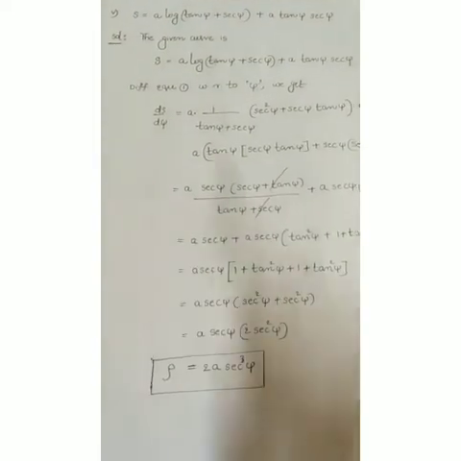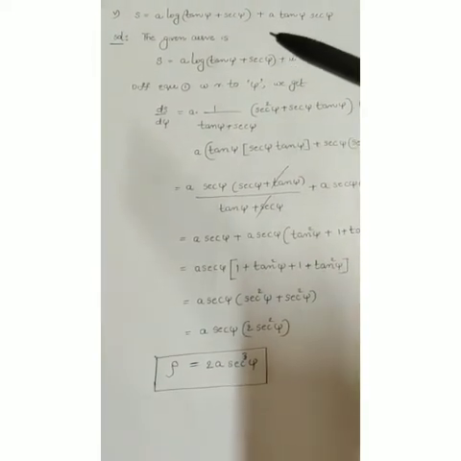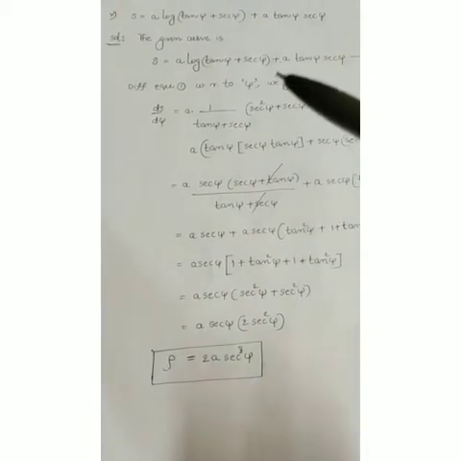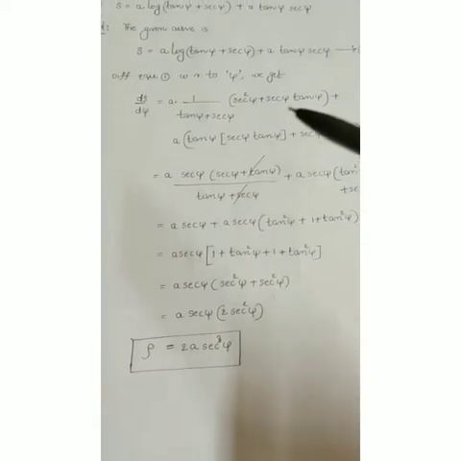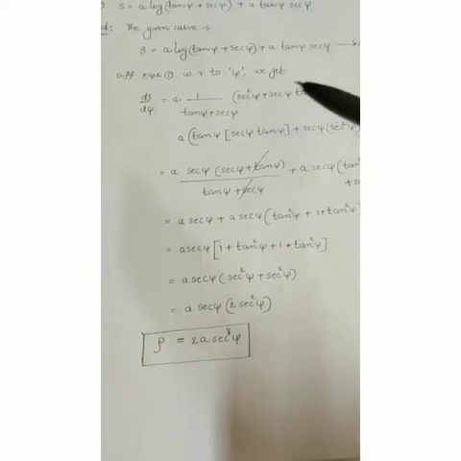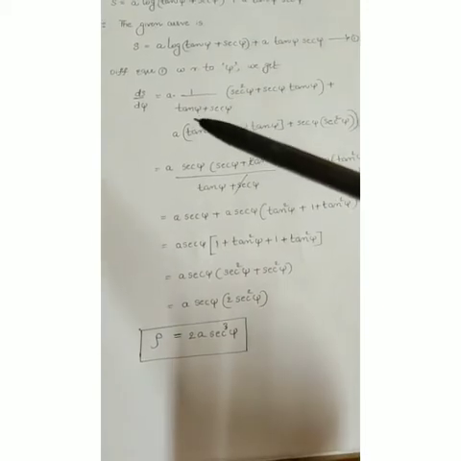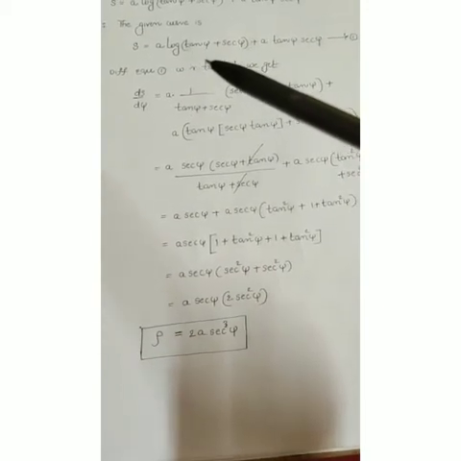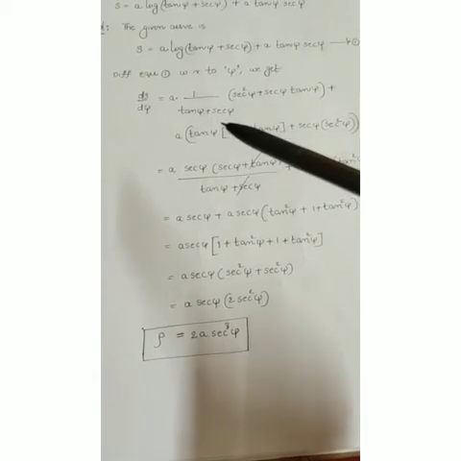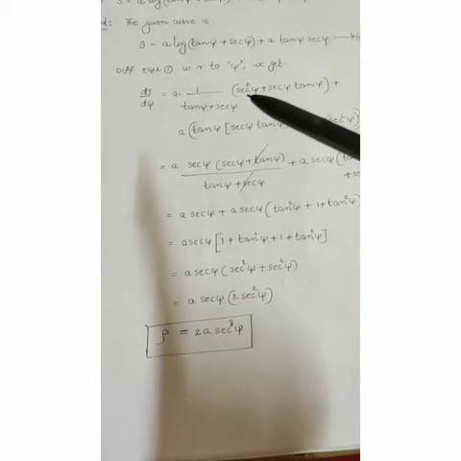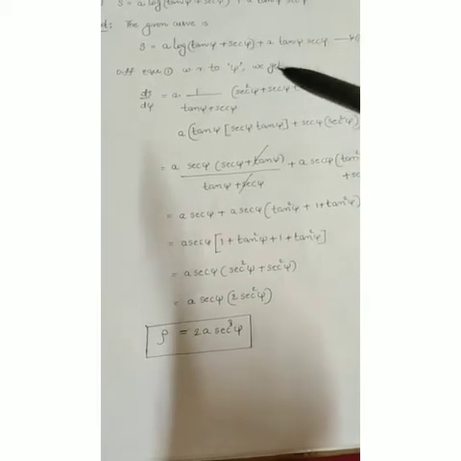Next problem, s equal to a into log of tan psi plus secant psi plus a into tan psi secant psi. So here the given curve s equal to a into log of tan psi plus secant psi plus a into tan psi secant psi. This is equation number 1. Now differentiating equation 1 with respect to psi, we get ds by d psi equal to a into, differentiation of log x is 1 by x. So here we get differentiation of log of tan psi plus secant psi is 1 by tan psi plus secant psi. Again by differentiating tan psi plus secant psi, differentiation of tan psi is secant square psi and differentiation of secant psi is secant psi into tan psi. Plus a is constant.